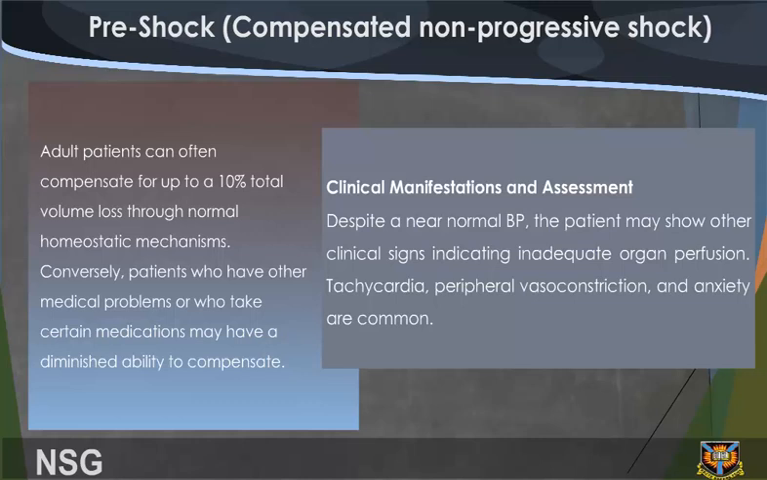Conversely, patients who have other medical problems or who take certain medications may have a diminished ability to compensate. Clinical manifestations and assessment. Despite a near normal BP, the patient may show other clinical signs indicating inadequate organ perfusion. Tachycardia, peripheral vasoconstriction, and anxiety are common.